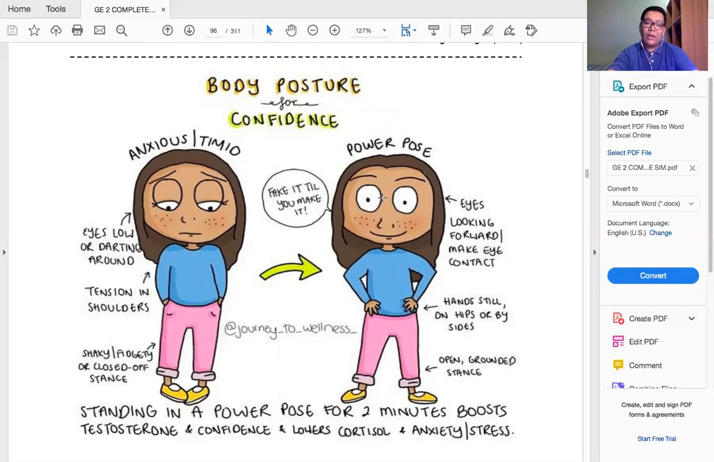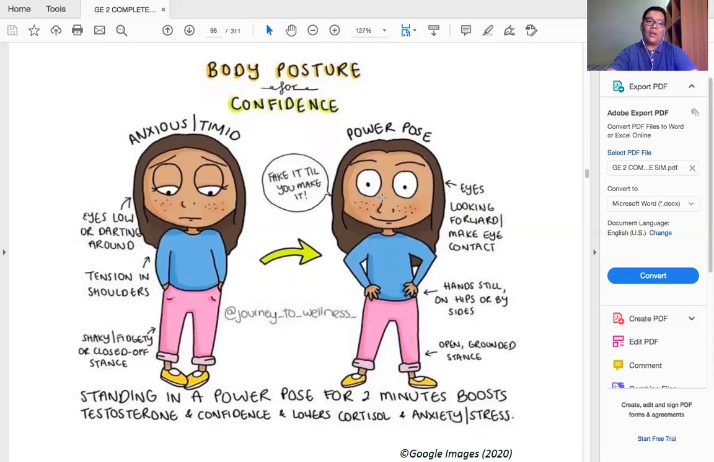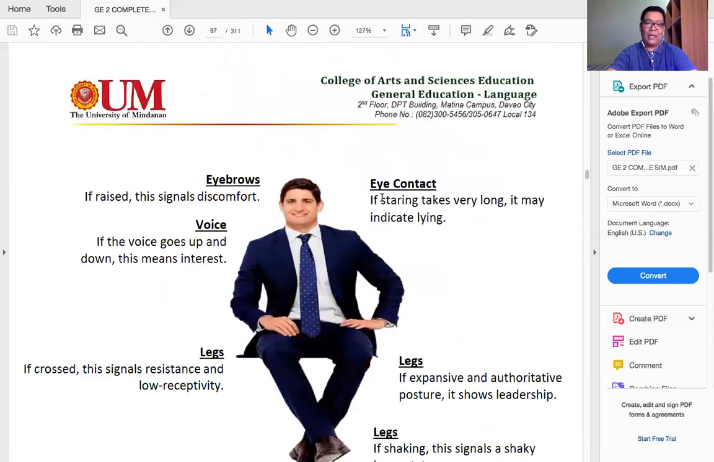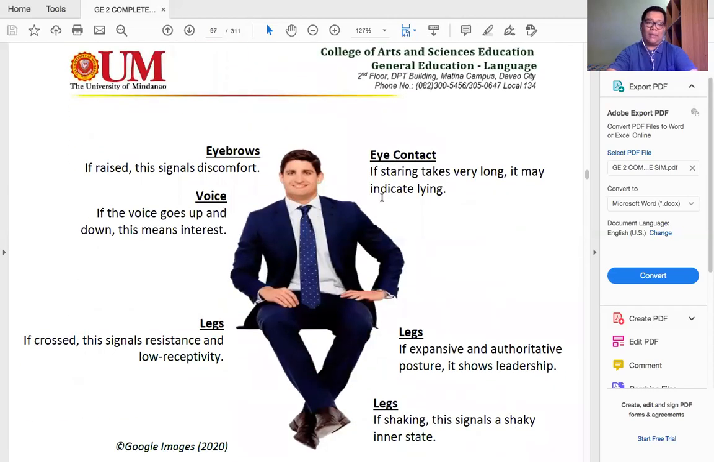Eyes looking forward with strong eye contact with the audience, hands still or on the hips or by the sides, and an open, grounded stance, which symbolizes confidence. However, be careful because the second image may also be misunderstood as arrogance. Okay? How about for the gentlemen?